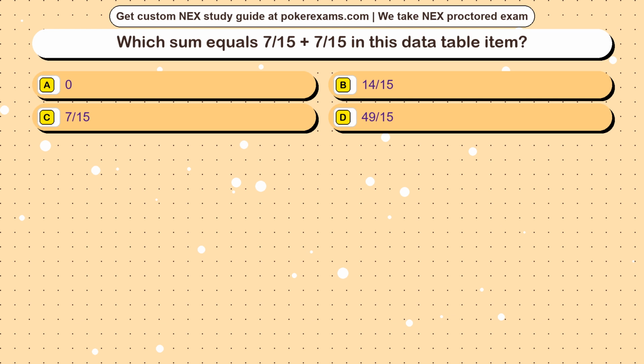Question 1. Which sum equals 7/15 plus 7/15 in this data table item? Option A, 0. Option B, 14/15. Option C, 7/15. Option D, 49/15.